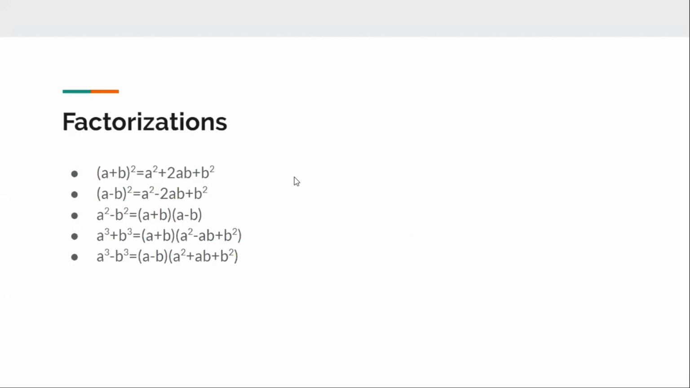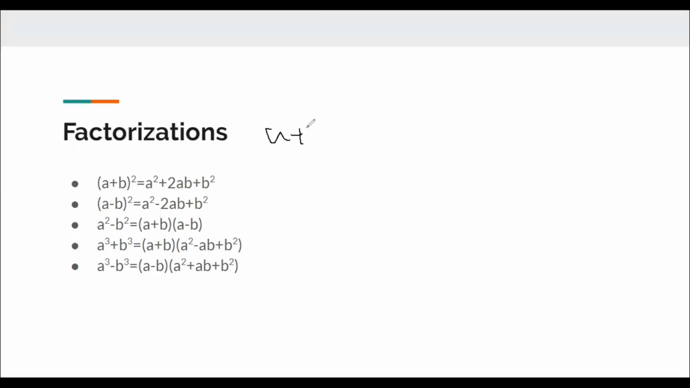Okay, so here are some important factorizations you should know, because they definitely pop up a lot in math competitions and even in school math. So first, a plus b squared is equal to a squared plus 2ab plus b squared. To prove that, all you have to do is a plus b times a plus b, and then you can just distribute it using the distributive property.